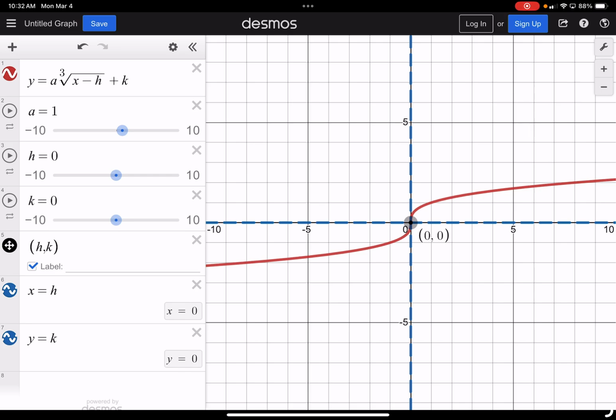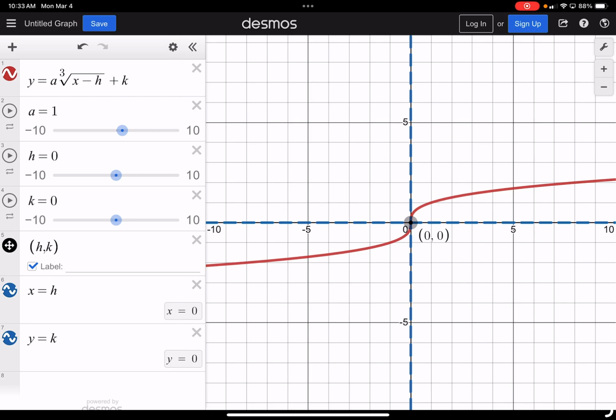But the nice thing is I can look at how much I go up and over and do this opposite thing on the other side of that inflection point. So if I go right 1, up 1, I'm going to go left 1, down 1. If I go right 8, up 2, I'm going to go left 8, down 2.